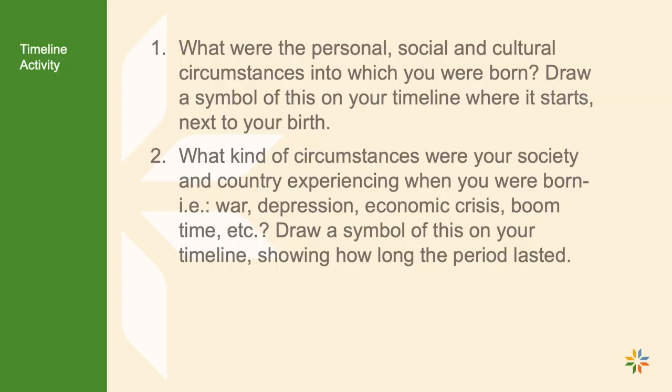Our first prompt is, what were the personal, social, and cultural circumstances into which you were born? Draw a symbol of this on your timeline where it starts next to your birth. What kind of circumstances were your society and country experiencing when you were born? Like war, depression, an economic crisis, a boom time? Draw a symbol of this on your timeline, showing how long the period lasted. You'll have about 3 minutes to write on your timeline.